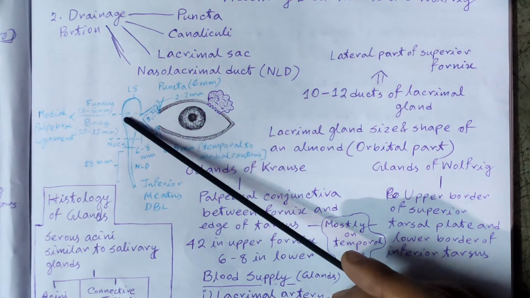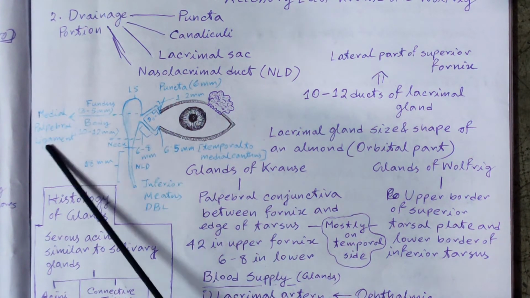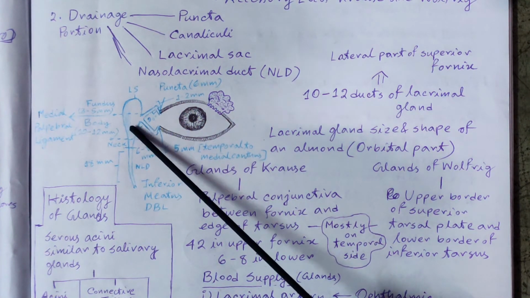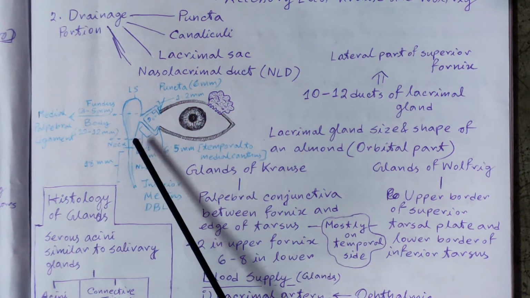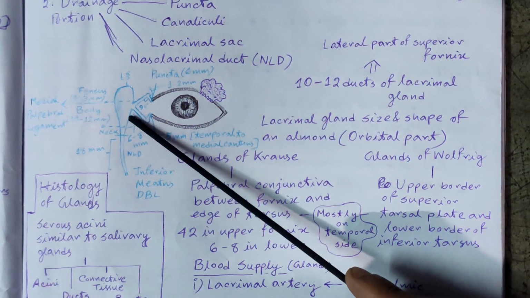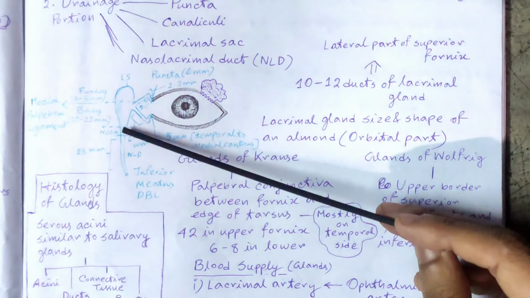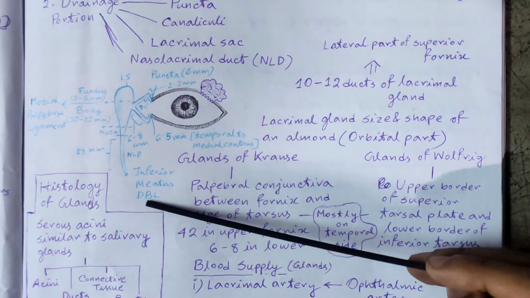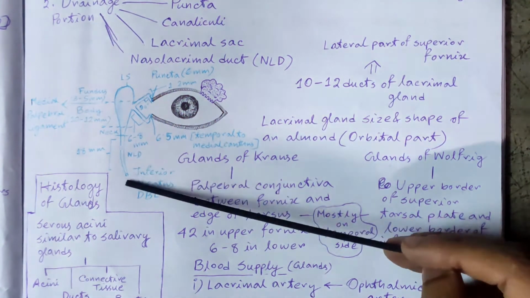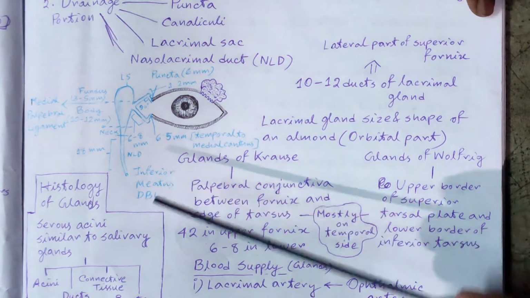The lacrimal sac can be divided into three parts. The fundus, which is located above the medial palpebral ligament, the body, which is below the medial palpebral ligament, and the neck, which is the portion where it becomes narrow. The lacrimal sac opens into the nasolacrimal duct, which goes downwards, backwards, and laterally into the inferior meatus, and it opens there.